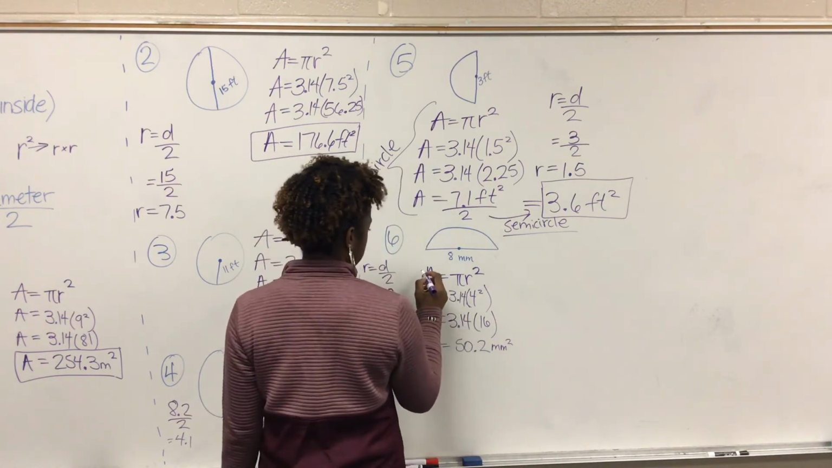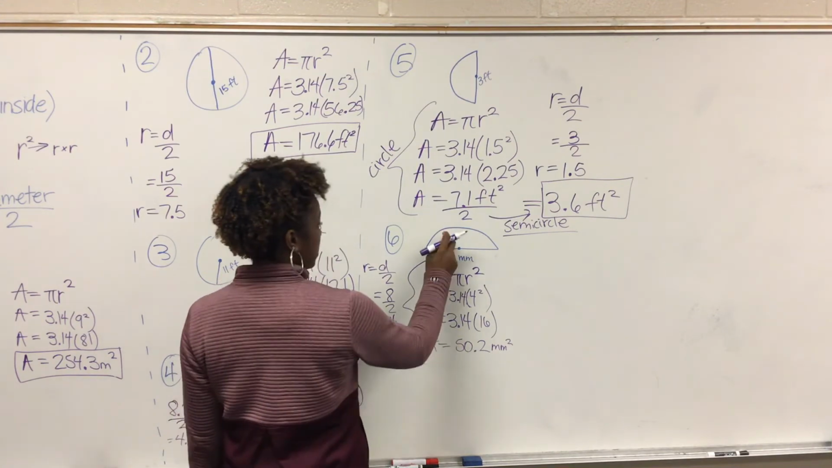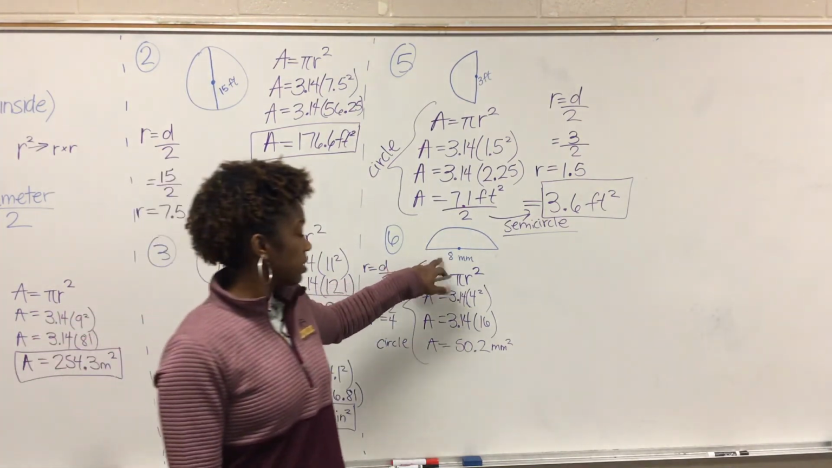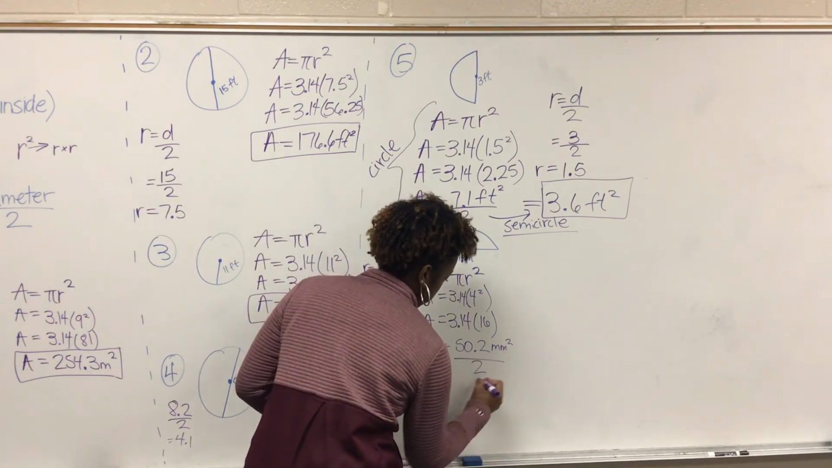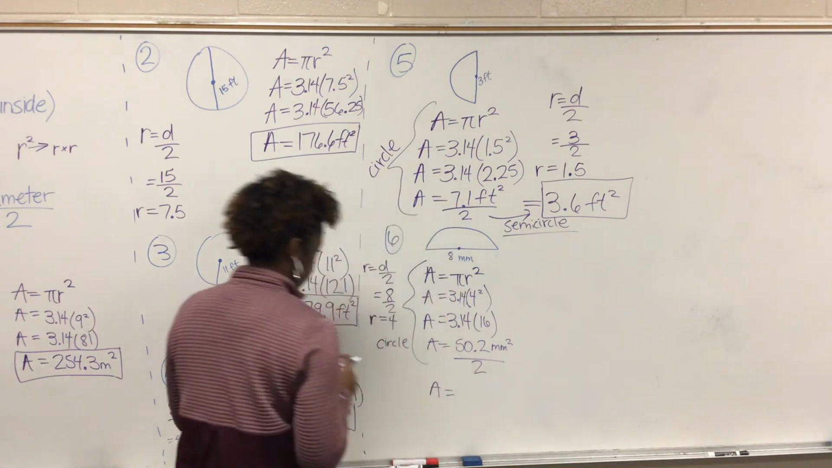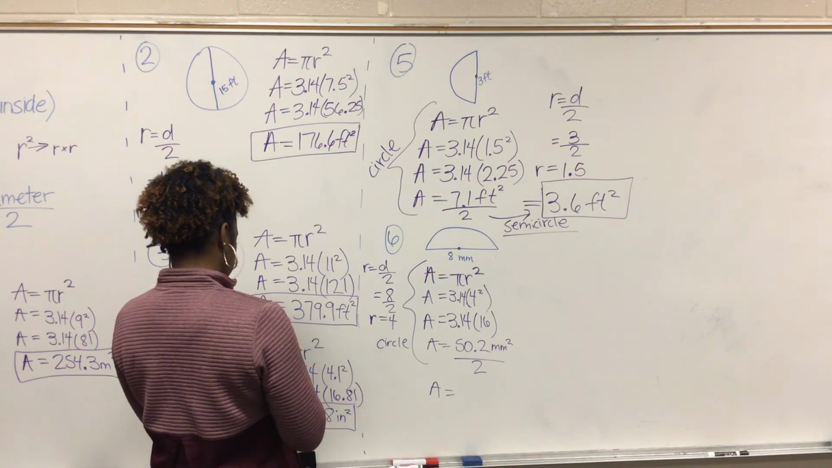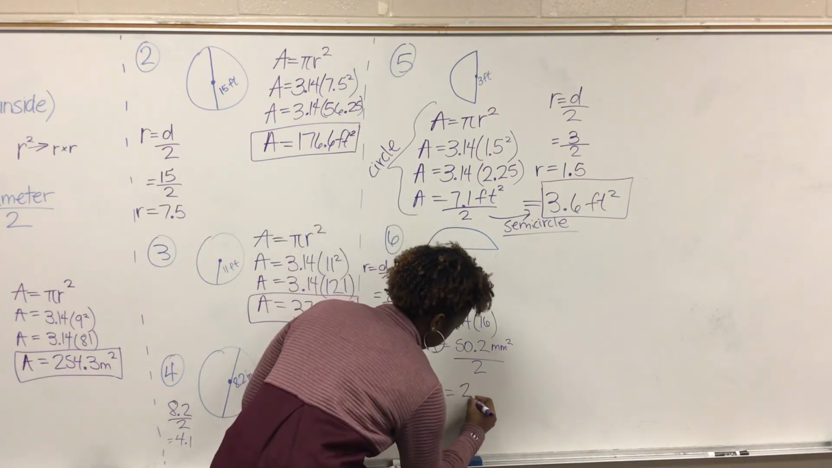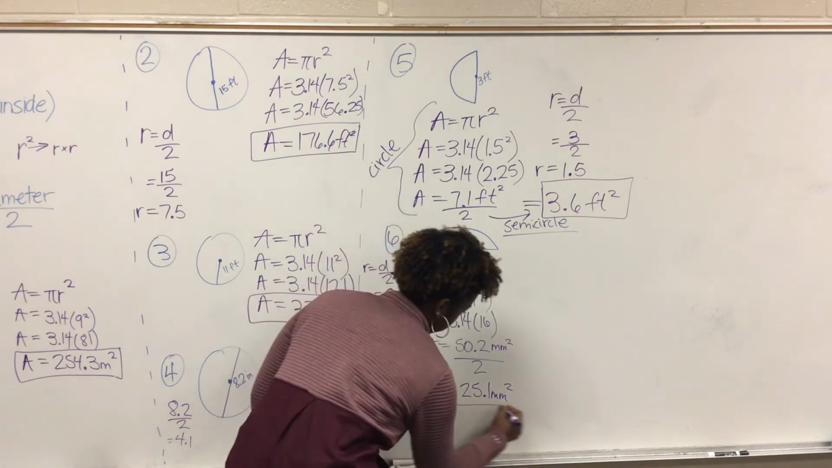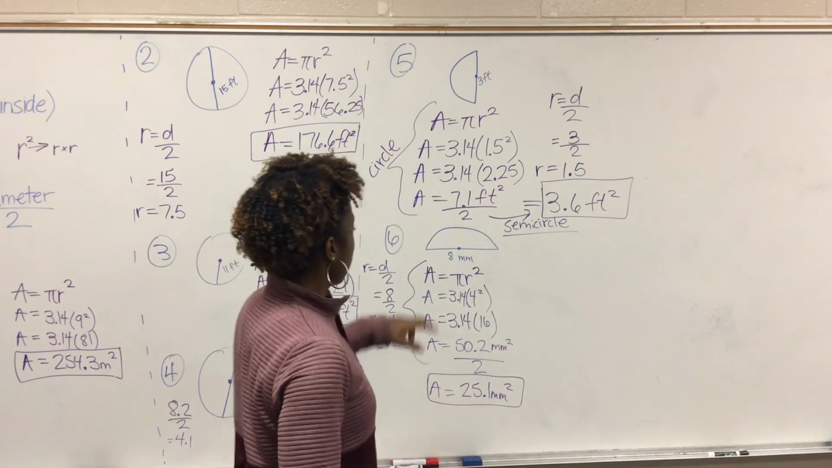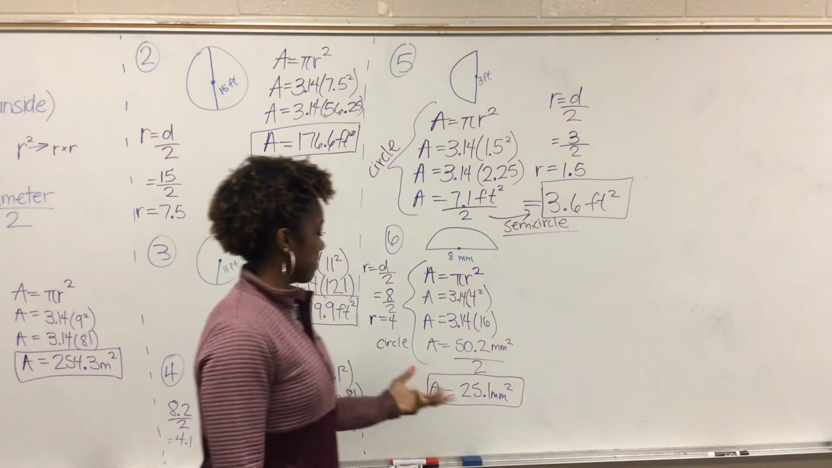But once again, this is our circle, I'm sorry. But we need a semicircle. A semicircle is half of a circle. So that's why we're going to divide this by 2 and get our answer of 25.1 millimeters squared. So a couple of things to remember. If you have a semicircle, you're going to work it out just as if it is a full circle, and at the end divide by 2.